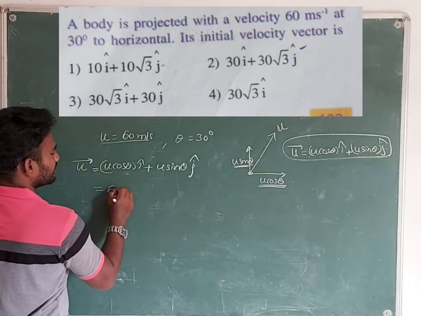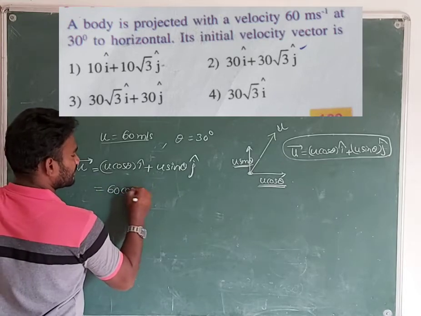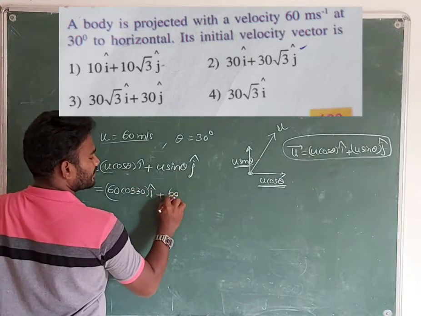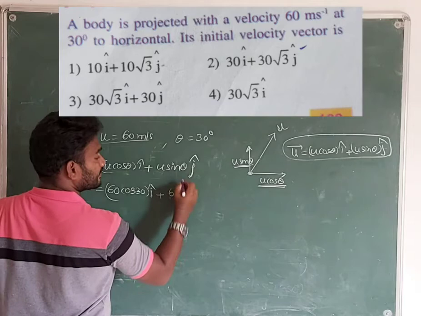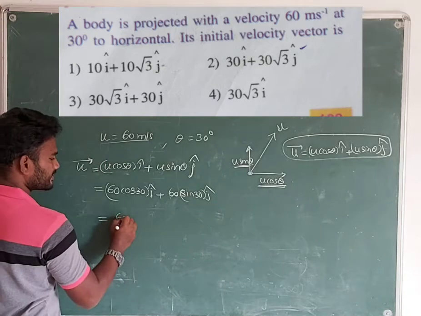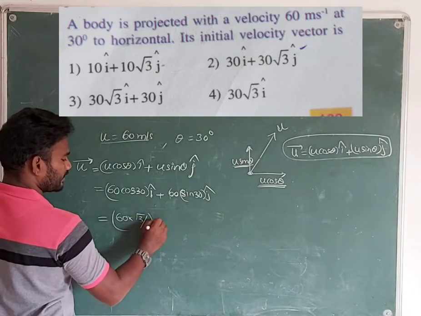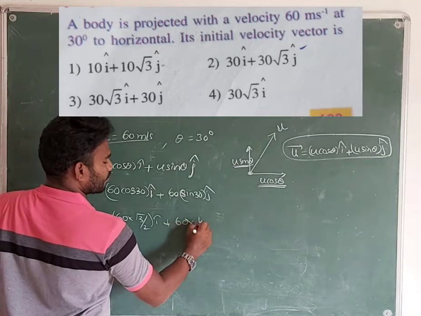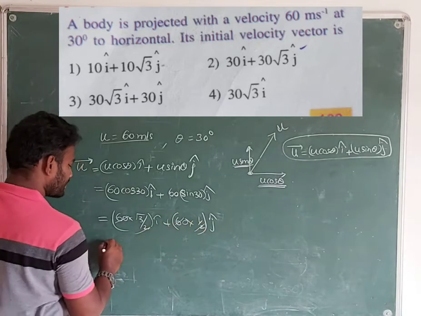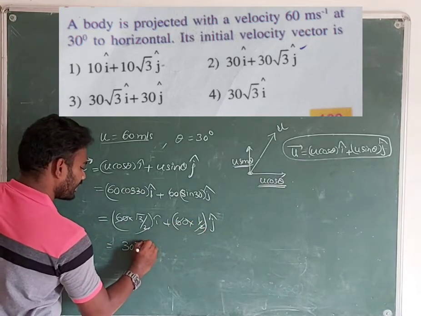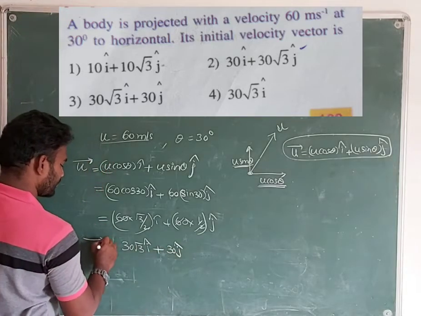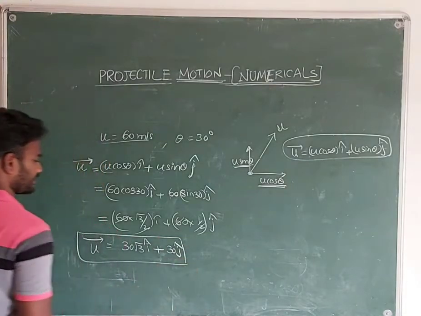So u is 60, cos 30 into i cap, plus 60 again, sin 30, into j cap. One more step: 60 into root 3 by 2 i cap plus 60 into 1 by 2 j cap. The 2 cancels, here also it cancels. Finally you will get 30 root 3 i cap plus 30 j cap. So this is the initial velocity vector.